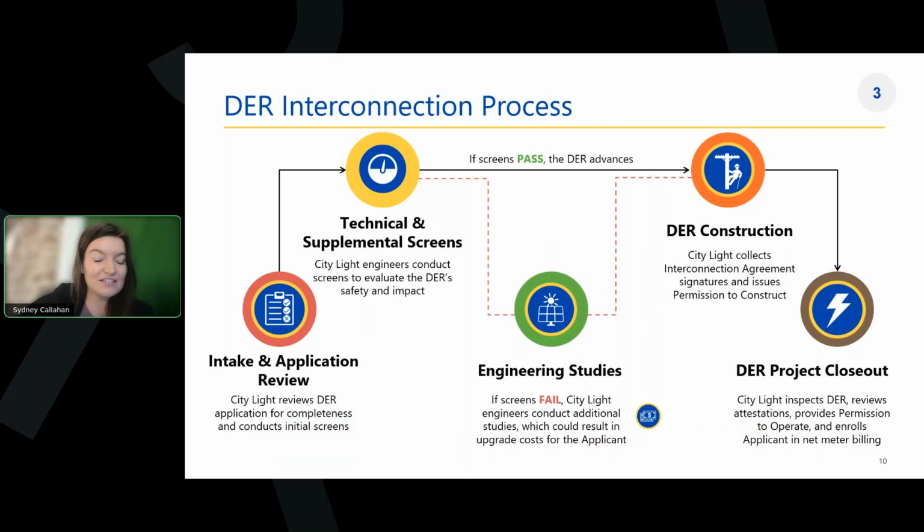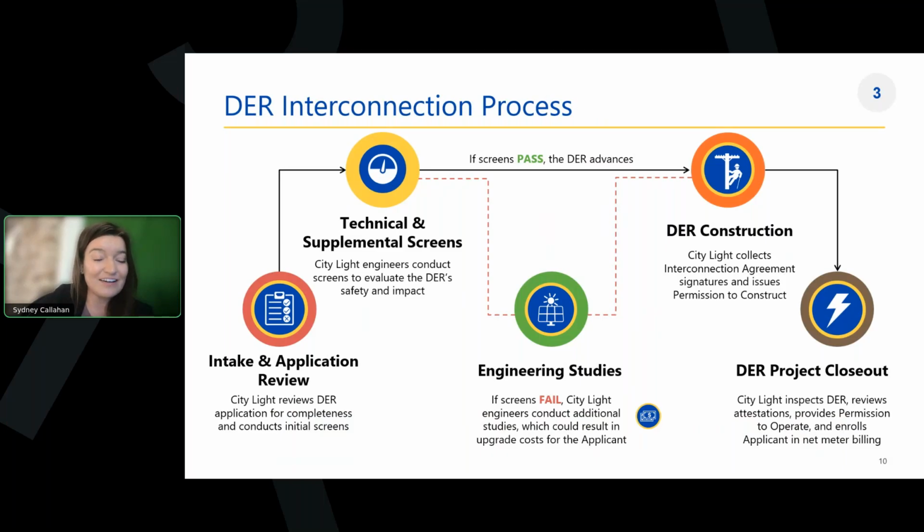In this phase, City Light engineers will conduct different screens depending on the size of the DER. And so if any of those technical screens fail, then City Light would move into what's called supplemental screens to gather a little bit more information about the request and its impact. If the applicant can't modify the DER to pass those technical and supplemental screens, then the utility would move into engineering studies. So that's that phase at the bottom there. And that would be an opportunity to take a deeper dive into the impacts of that DER construction.